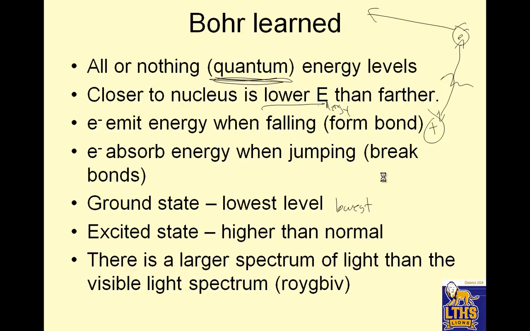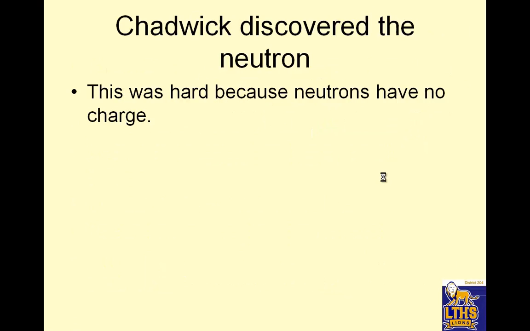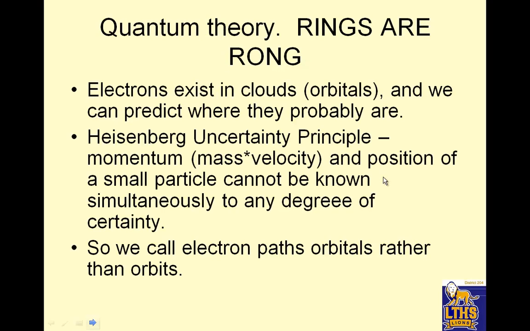And there's a larger spectrum of light than the visible light spectrum, so we can actually measure more things than that. Chadwick discovered the neutron. This was hard to discover because neutrons have no charge. That's all you need to know about Chadwick.